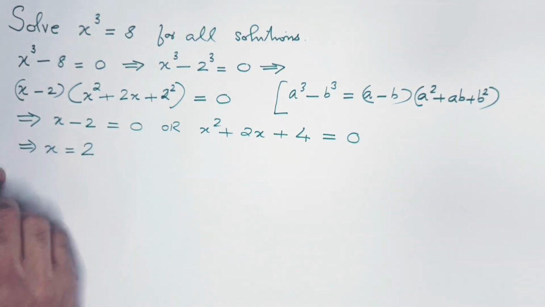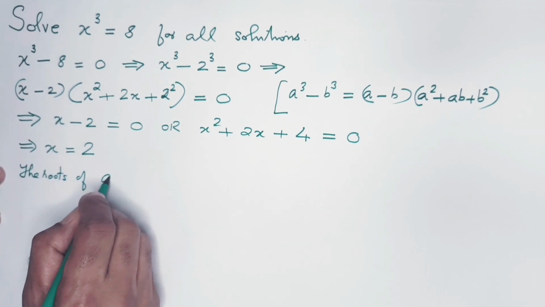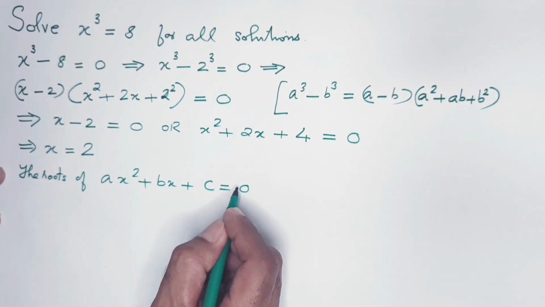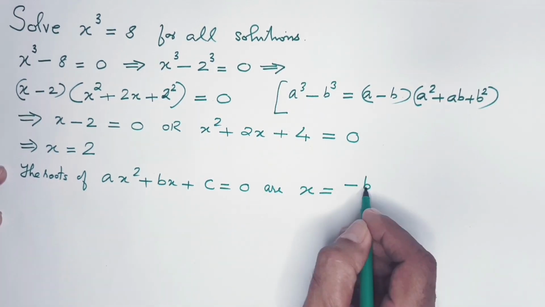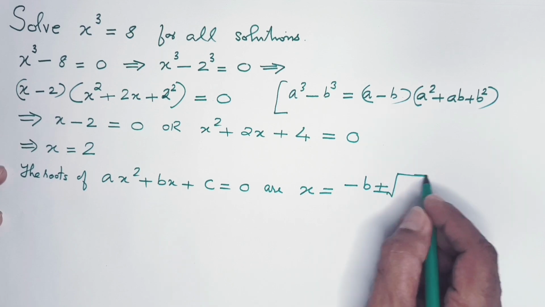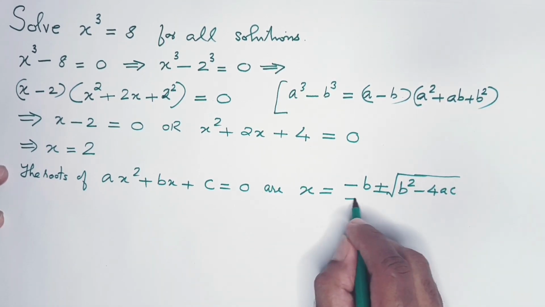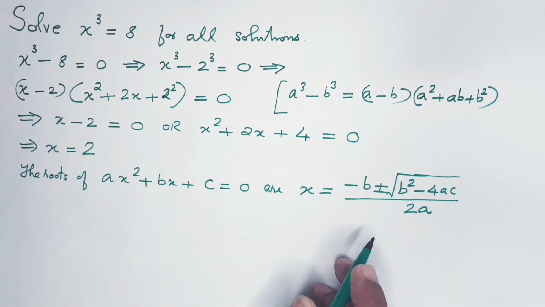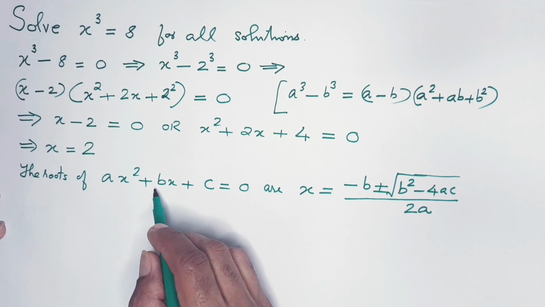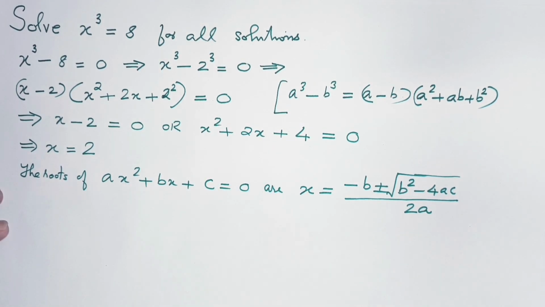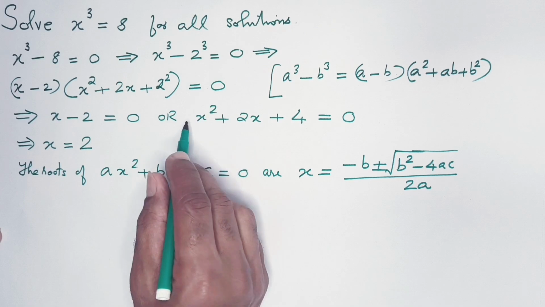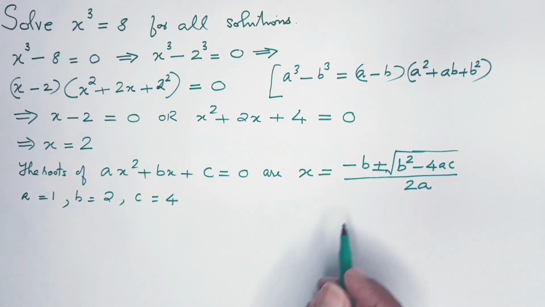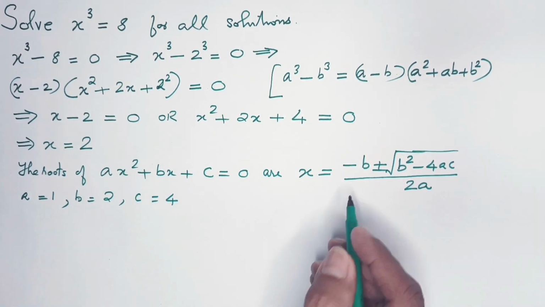In the formula, what does it say? The roots of a quadratic equation like ax squared plus bx plus c equal to 0 are given by x equal to minus b plus or minus square root of b square minus 4ac, divided by twice a. So this is the formula to find the roots of a quadratic equation. Now compare the general form of a quadratic with the quadratic equation we have. Comparing that, a is equal to 1, b equal to 2, c equal to 4.